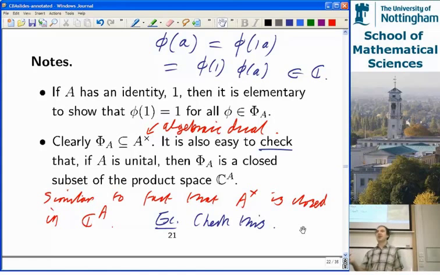So you couldn't have a net, or sequence, well, net you should really use, of characters which are all taking the value 1 at the identity element 1, converge to something which didn't take the value 1 at the identity element 1. That sort of thing. You can't use sequences, that's not enough. But you can base your idea on that. The fact that all the things are going to have to take the value 1 at the identity element is going to stop the zero multiplicative linear functional from being in the closure.